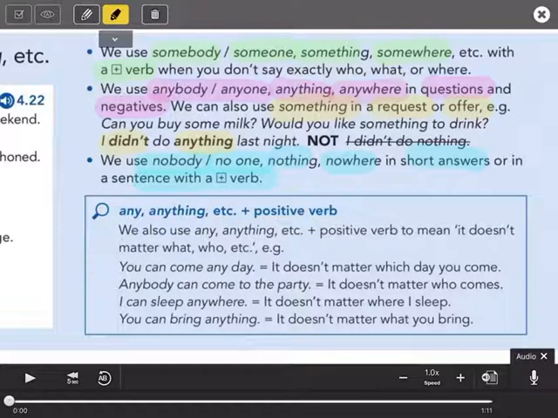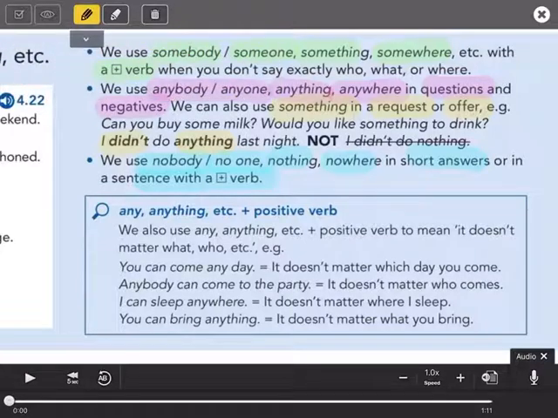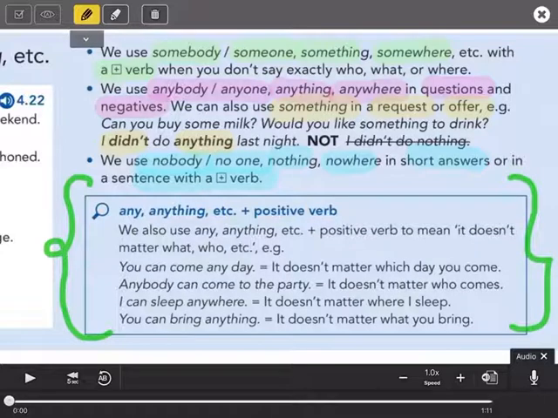Now, here we have something which is quite interesting. Can you see in this very nice box? Well, here we're going to talk about any, anything, etc., anybody, anywhere, anyone, plus a positive verb.